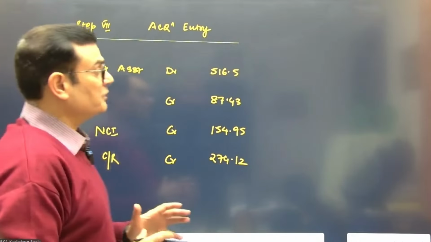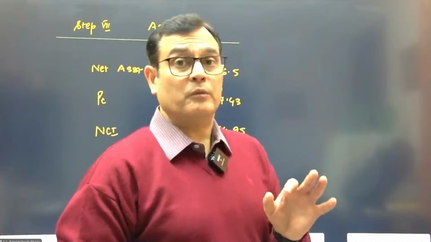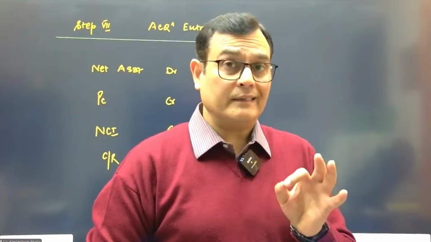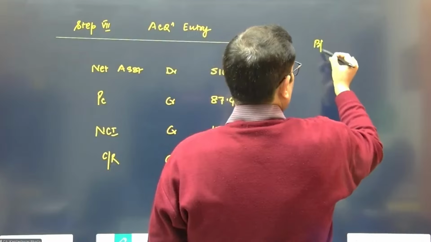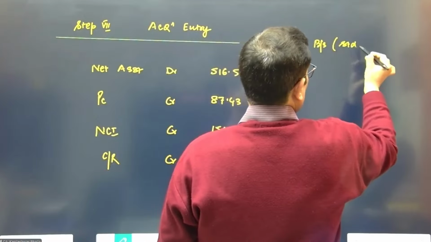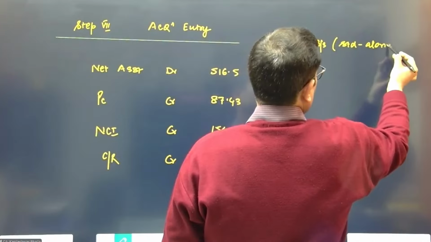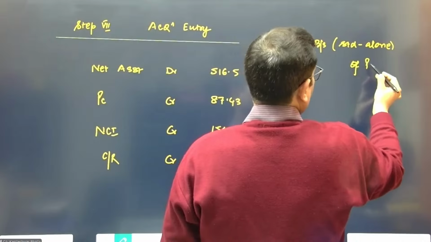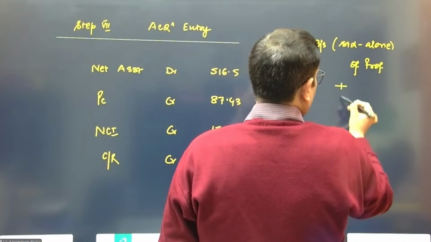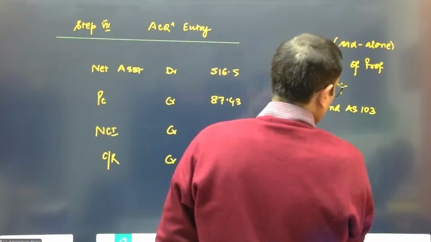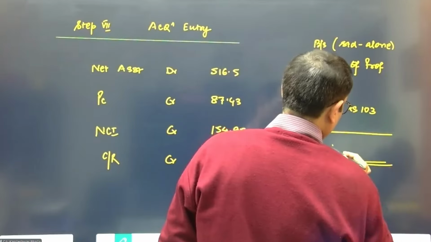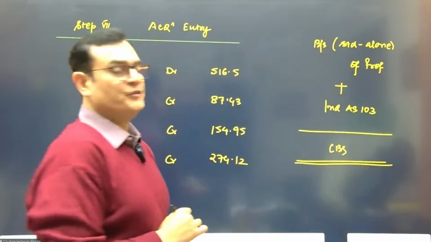Now let me make a statement, because the question says we want a balance sheet on the acquisition date. So can I say, if you take the standalone balance sheet of Professional Limited, and to this I add this entry as per Ind AS 103, are you going to get a consolidated balance sheet of Professional? What do you say?